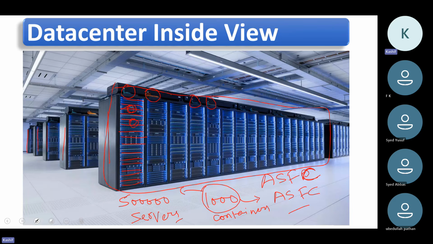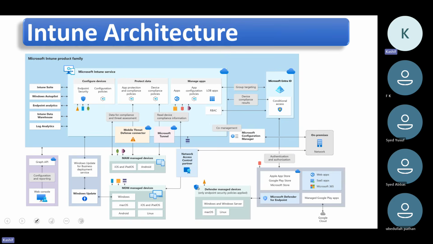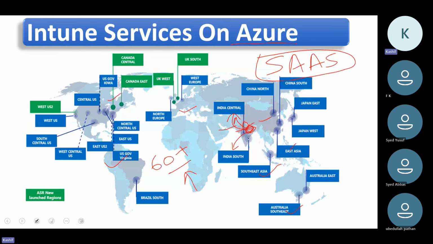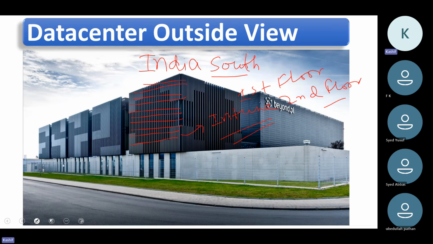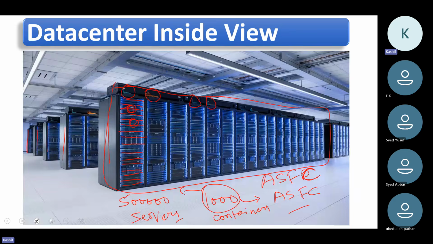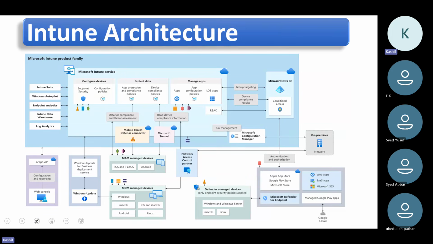Now we will see the actual architectural diagram. So this is the actual architectural diagram inside the server. First I took you here. You see, first this is the global view, then the outside view of the data center, then the inside view of the data center, and finally the Intune architecture. This is the Intune architectural diagram designed by Microsoft.